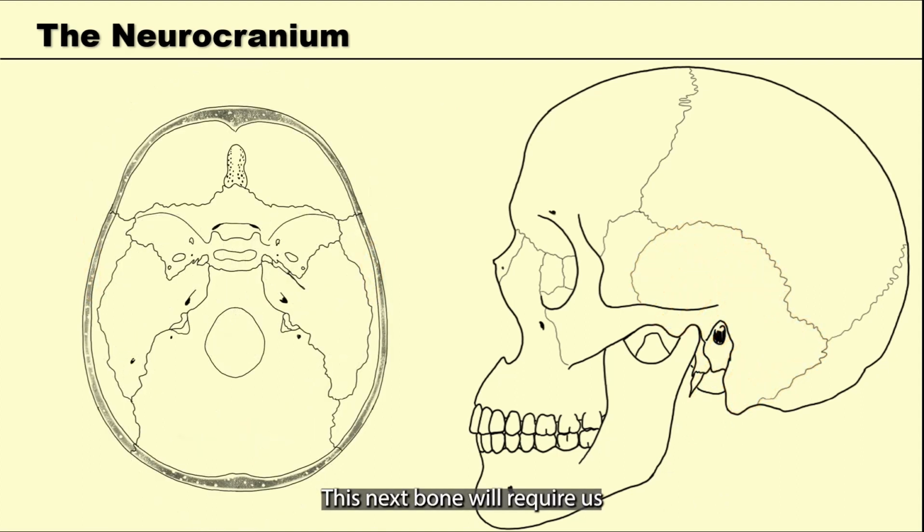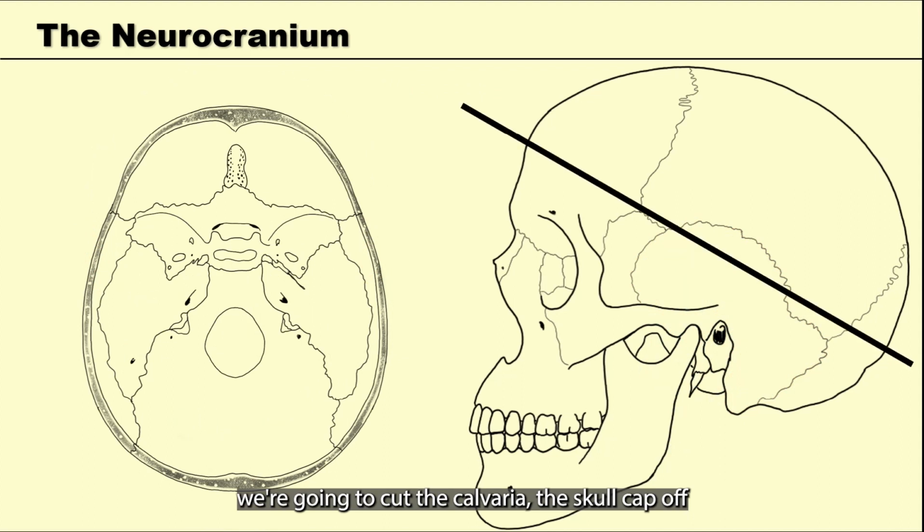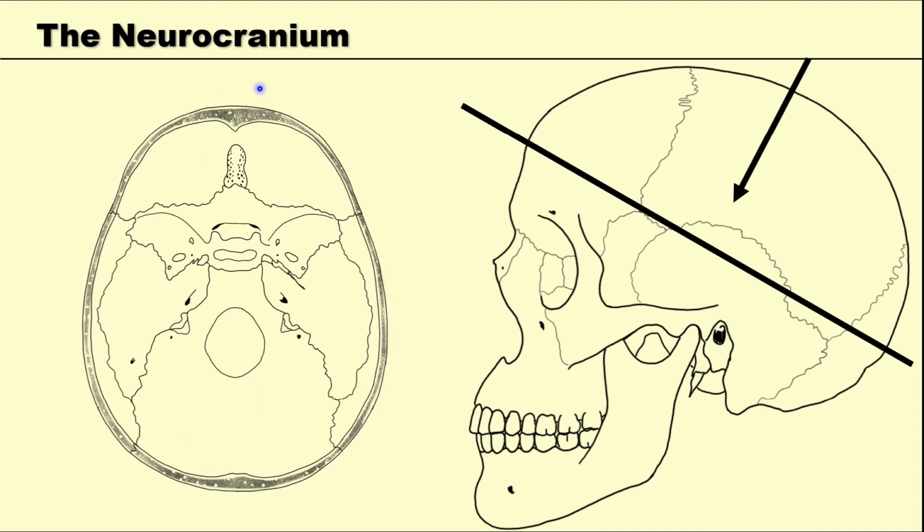This next bone will require us to look at the skull from yet another angle. If we focus on the lateral image on the right, we are going to cut the calvaria, the skull cap, off and look down into the cavity. To orient you further, the nose would be here, the eyes here, the ears here, and the back of the head is here.